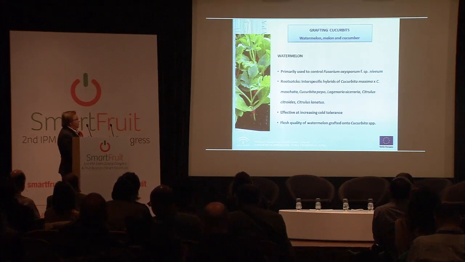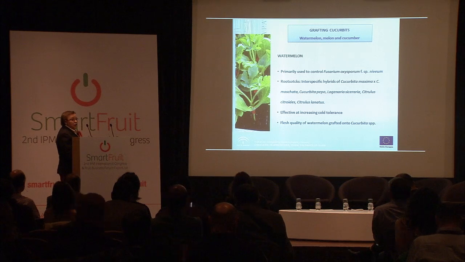In cucurbits, grafting is used in watermelon, melon, and cucumber. There are various rootstocks. Some are used for all of these crops, whereas others are more specific. Generally, they give non-specific protection, but sufficient to counteract a series of pathogens.